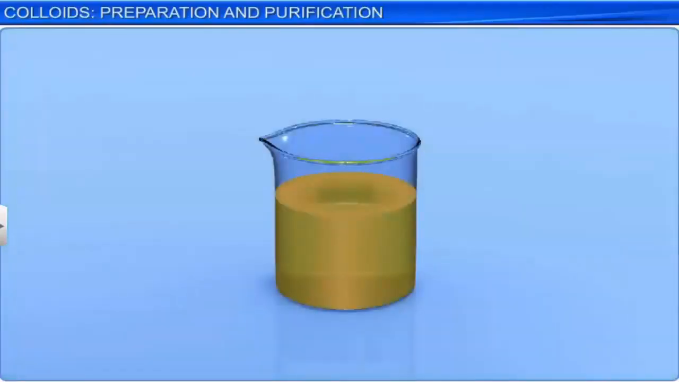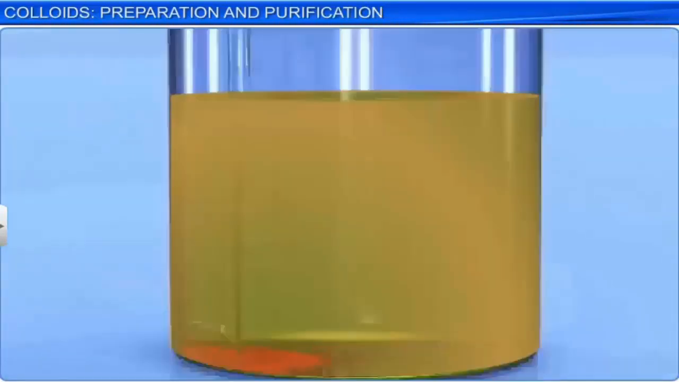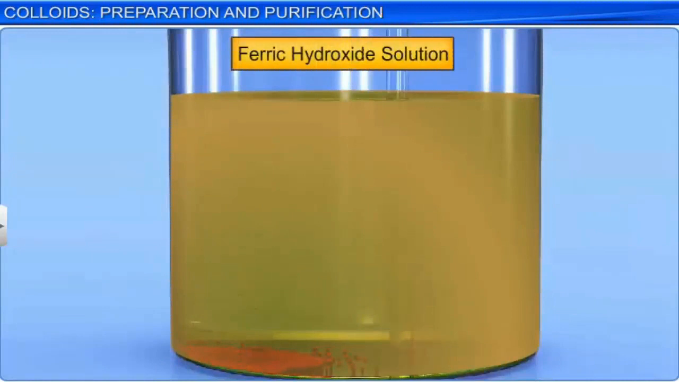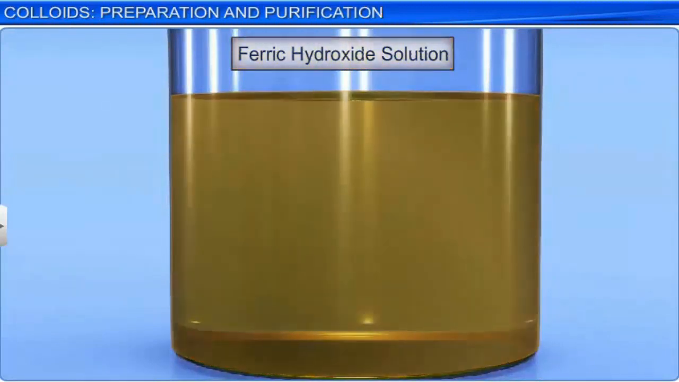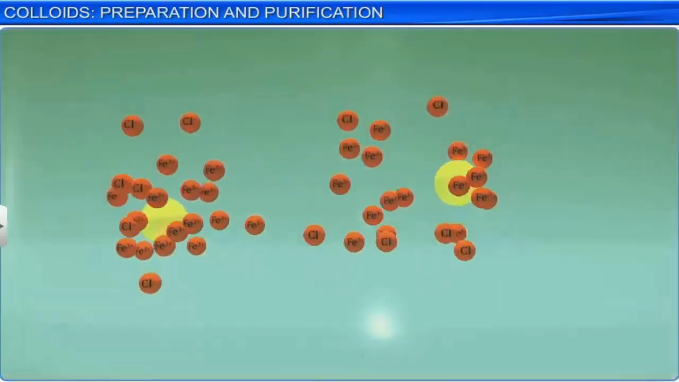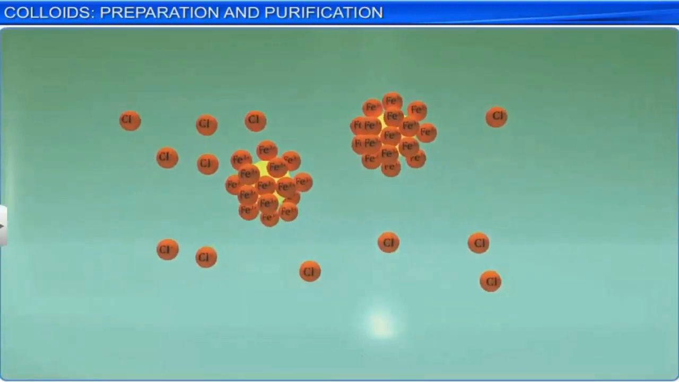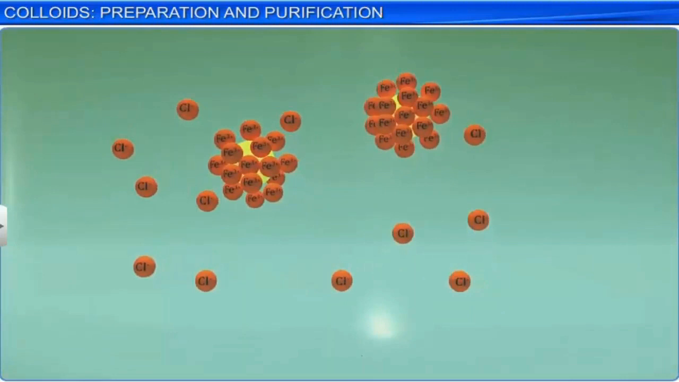For example, the addition of ferric chloride to a freshly prepared precipitate of ferric hydroxide converts it into a colloidal solution, reddish-brown in color. Here, the ferric ions from ferric chloride get preferentially adsorbed by the ferric hydroxide precipitate.